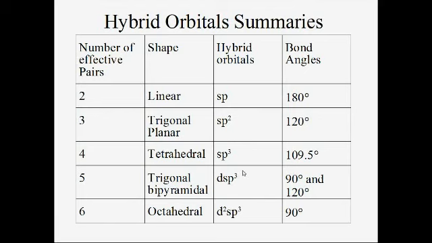dsp3, this is 5 area electron density, so that's trigonal bipyramidal. Bond angles 90, 120, and 180. Then octahedral electron geometry has 6 area electron density, which gives us a d2sp3, total 6 orbitals, and its bond angle will be 90 degrees.